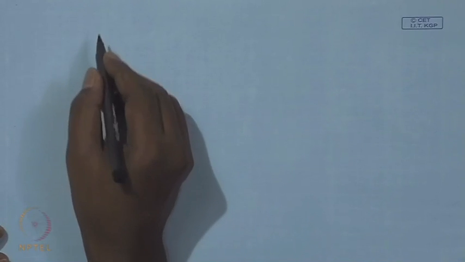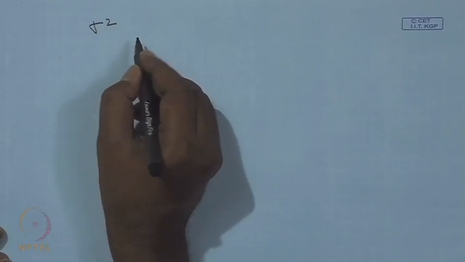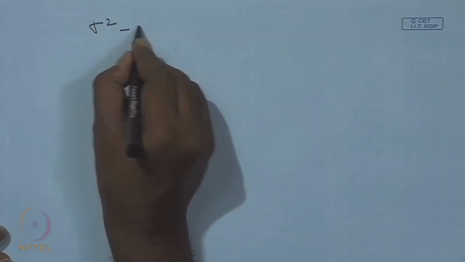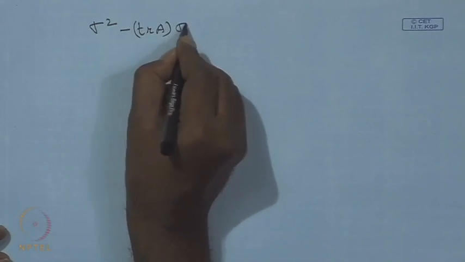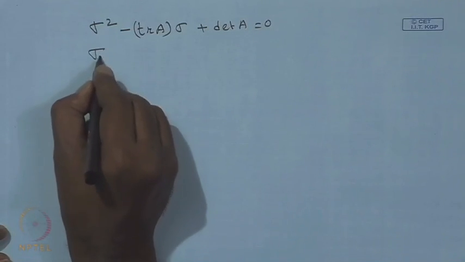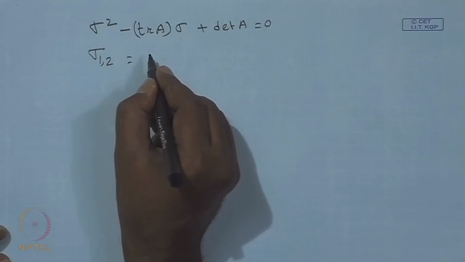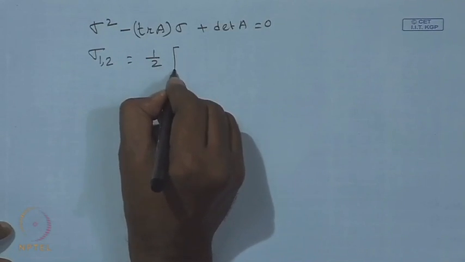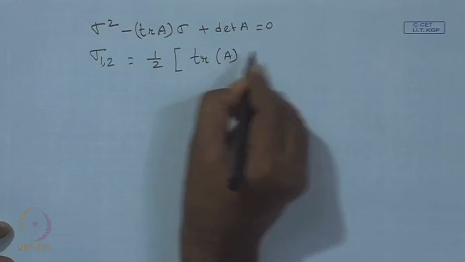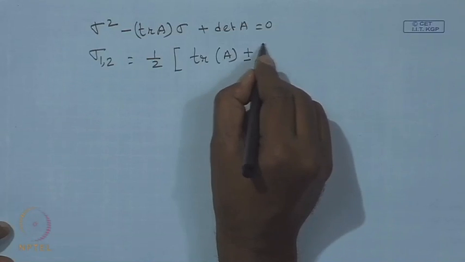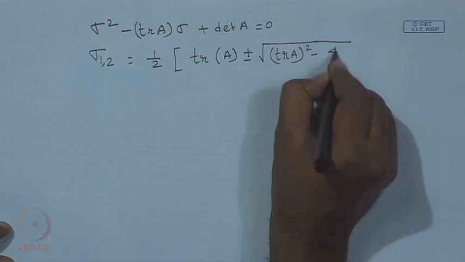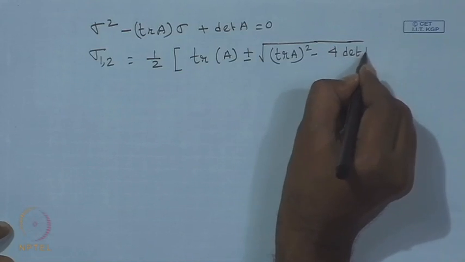If you look into the equation for the roots of the eigenvalues of a two-dimensional process, sigma square minus trace of A times sigma plus determinant of A should be equal to 0. If you look into the roots of this quadratic equation, sigma 1,2 will be half times trace of A plus minus under root trace of A square minus 4 times determinant of A.